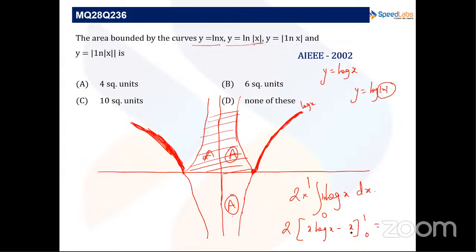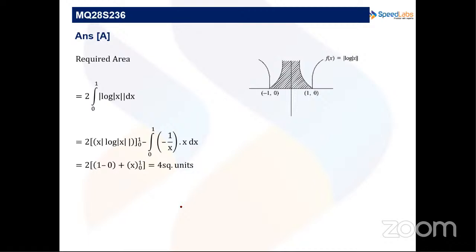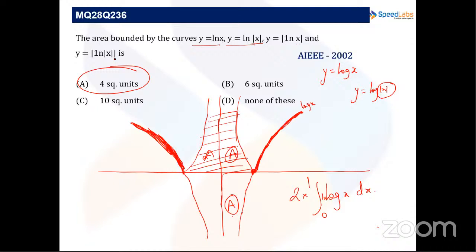Putting these values and solving it, we will be getting 2, and this will be 4 units, because this will be 2, 1 plus this for x, limit will be from 1 minus 0, so it will be 1, so our answer will be 4 units. So our required answer is option A.